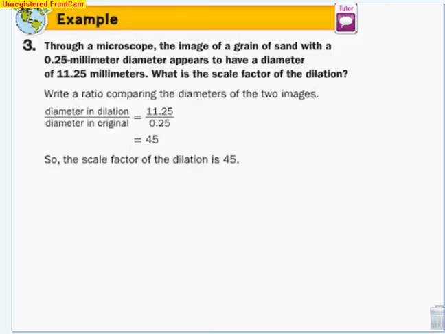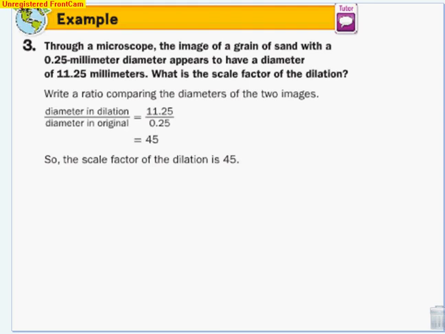Now let's look at example 3. Through a microscope, the image of a grain of sand with a 0.25 millimeter diameter appears to have a diameter of 11.25 millimeters. What is the scale factor of the dilation? Write a ratio comparing the diameter of the two images: diameter in dilation over the diameter in the original. 11.25 over 0.25 equals 45. So the scale factor of the dilation is 45.